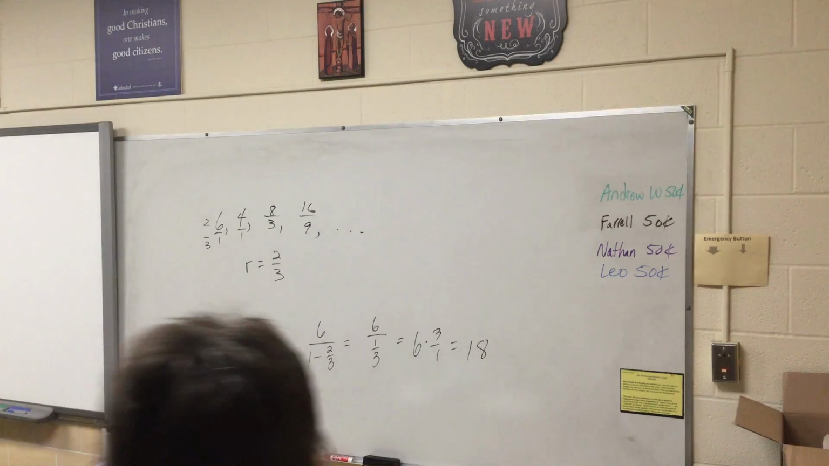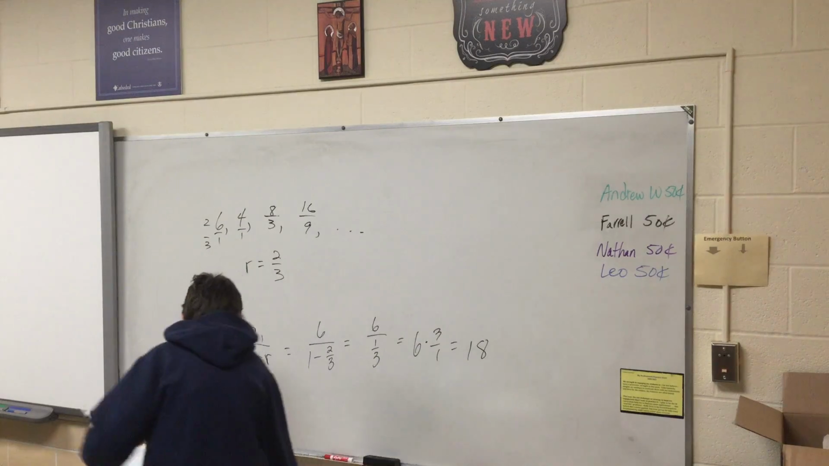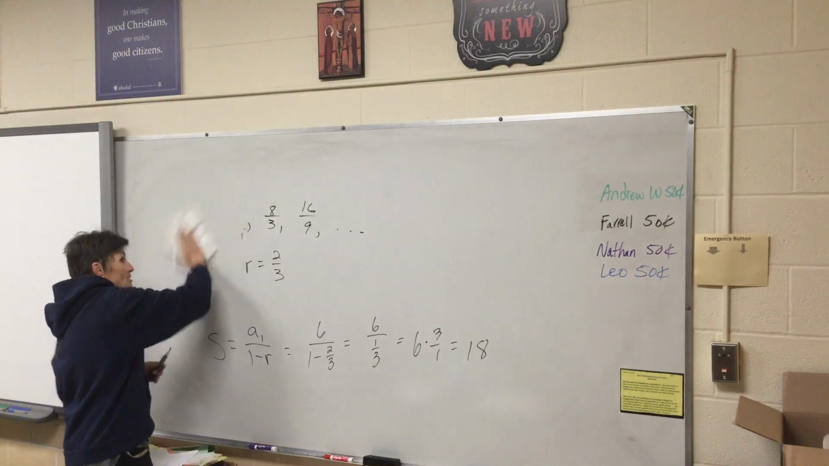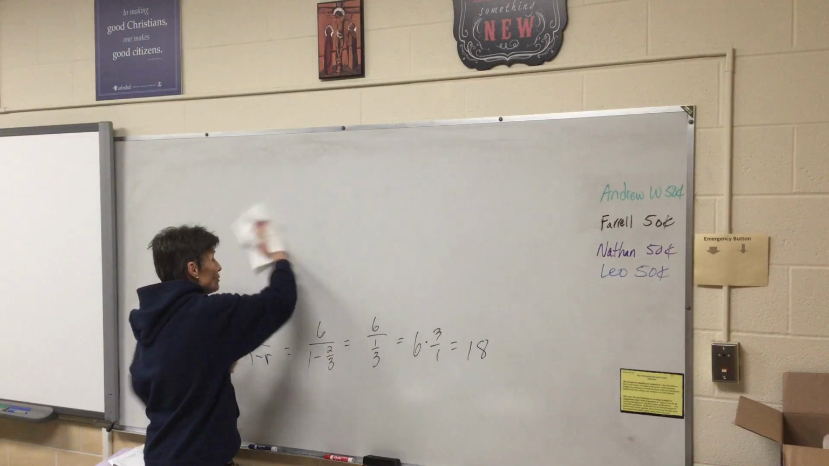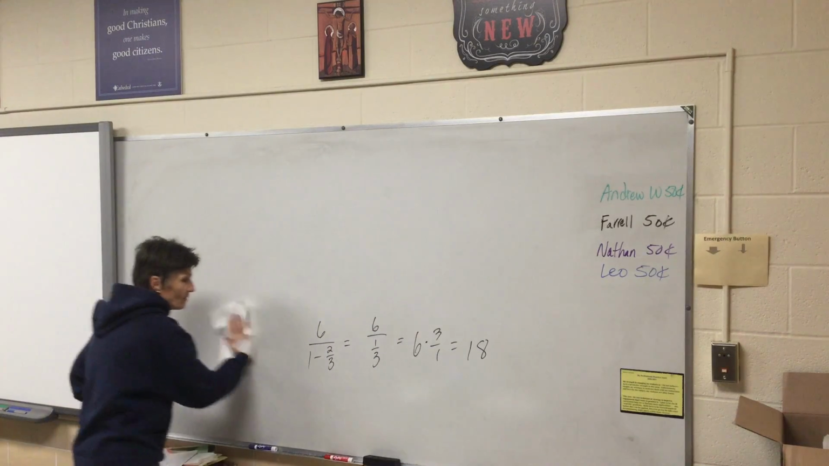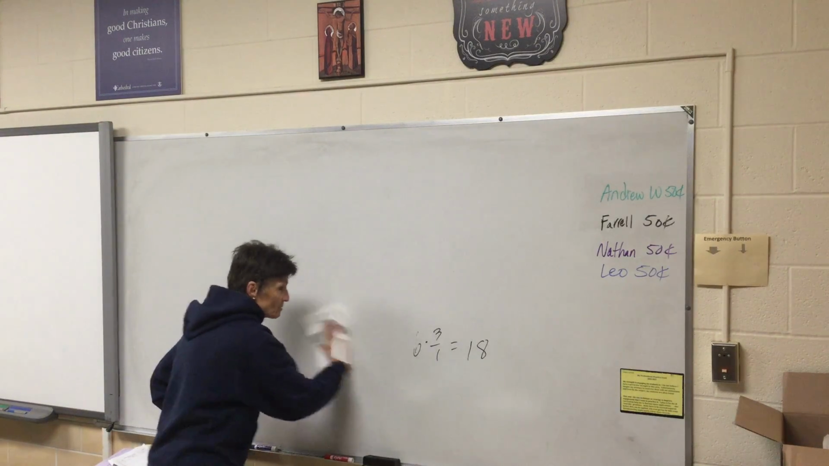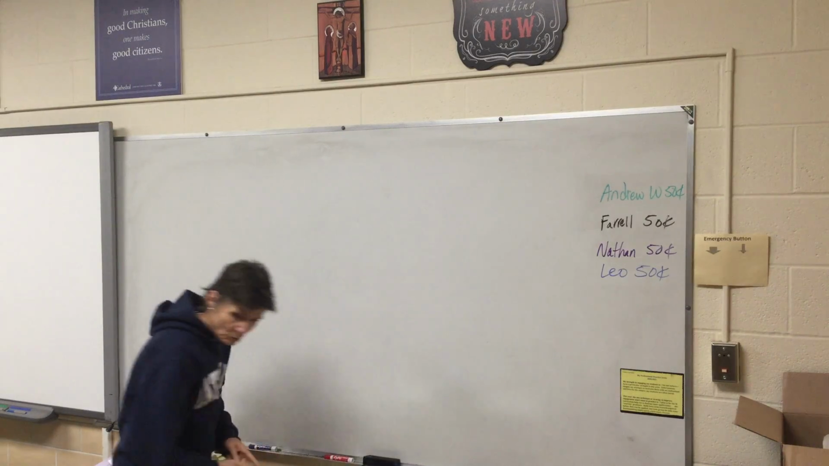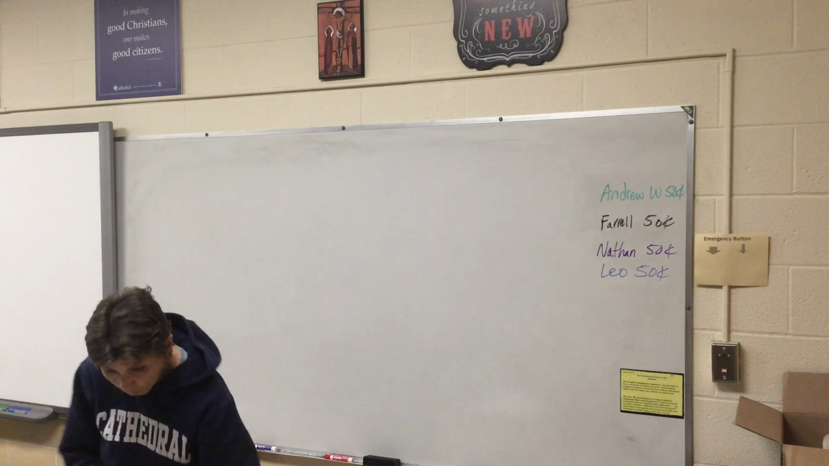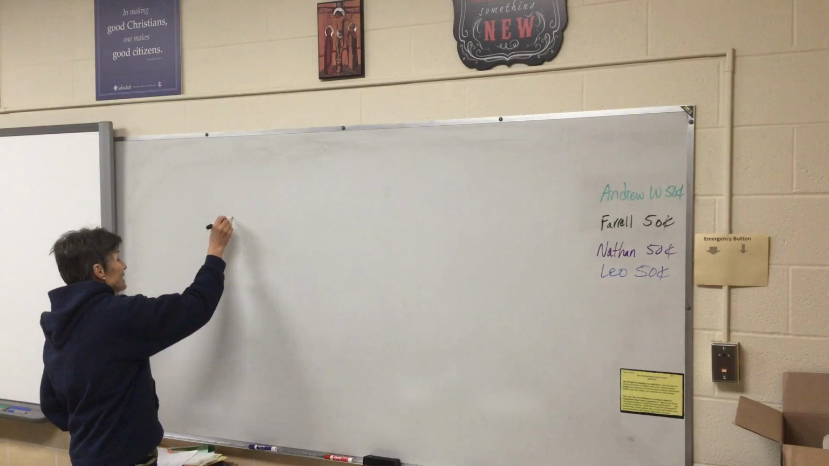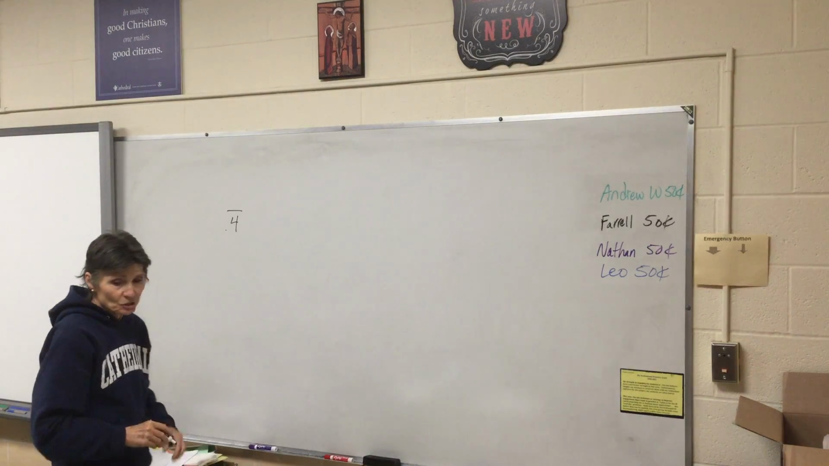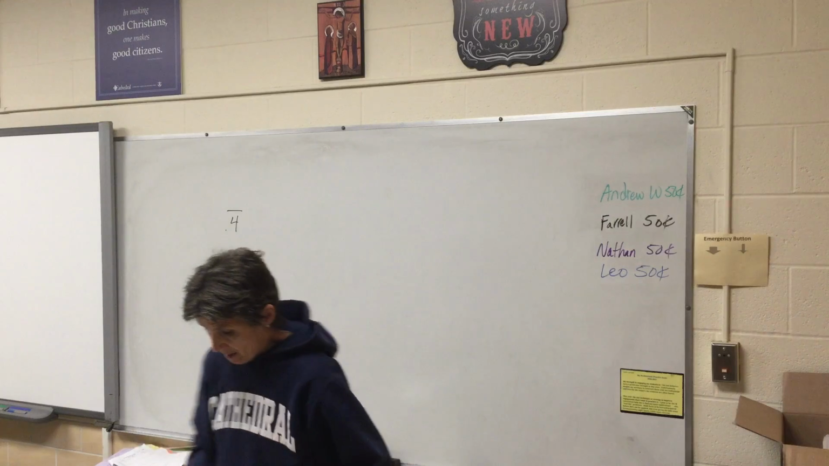But we're going to start with just this one application. So let's look on the very last page of our notes. Here we are. We're almost to the end, folks. Very last page of our notes. And we are going to change 0.4 repeating into a fraction.